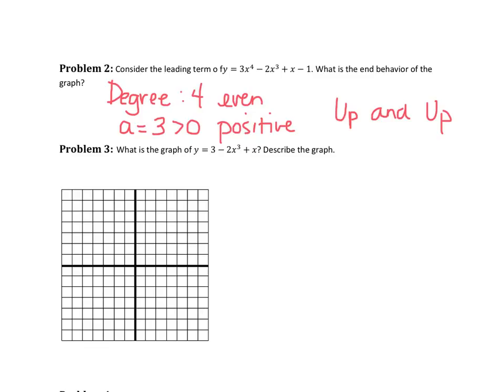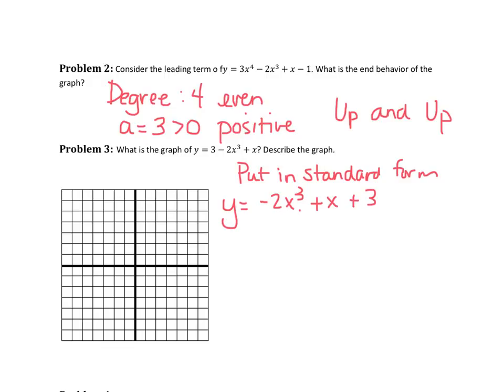Okay, so this next problem is asking: what is the graph of this equation, and then describe the graph. So the first thing you always want to do is put it in standard form. I'm going to make sure that my exponents go in descending order, and then look at what kind of function I have here. So I have y equals negative 2x cubed plus x plus 3.